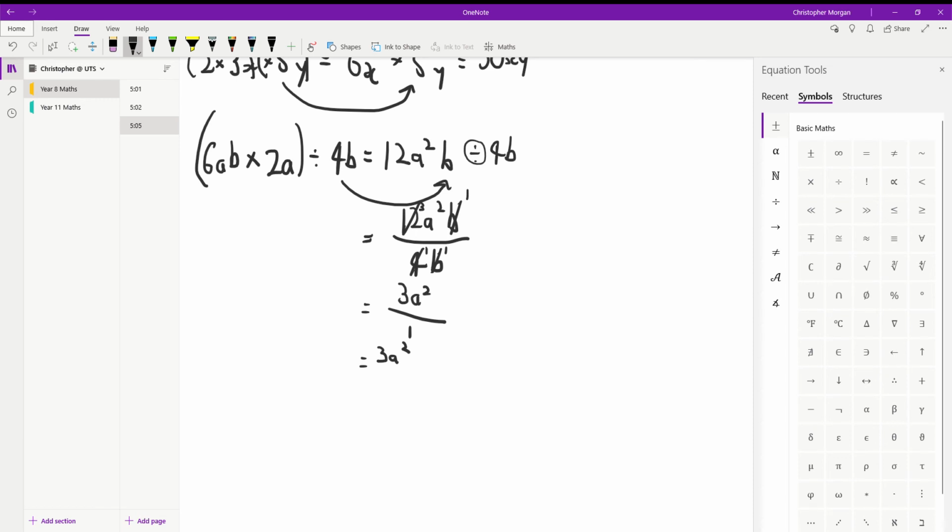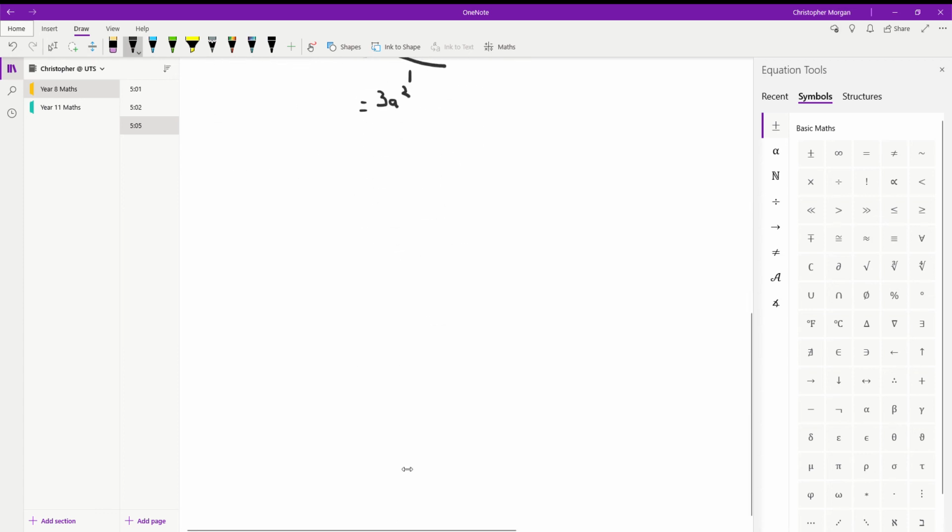Now, there are some more complicated ones down the bottom. We'll go over one of those right now, actually. There's one question down there that has 2m times 6n divided by 3n multiplied by 4m. Now, I'm going to show you two different ways to solve this.